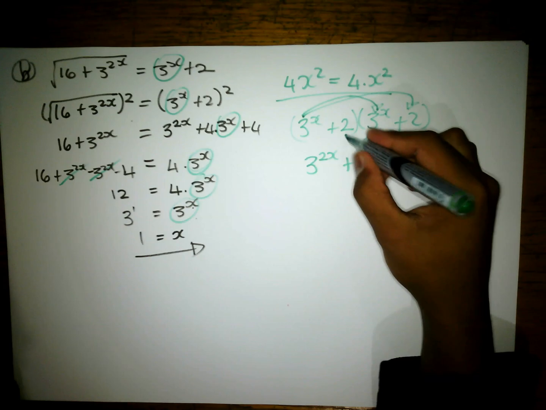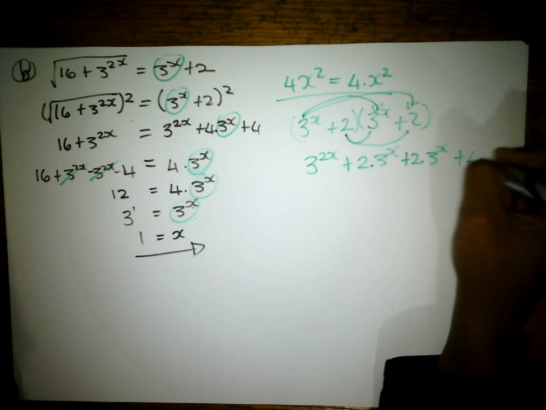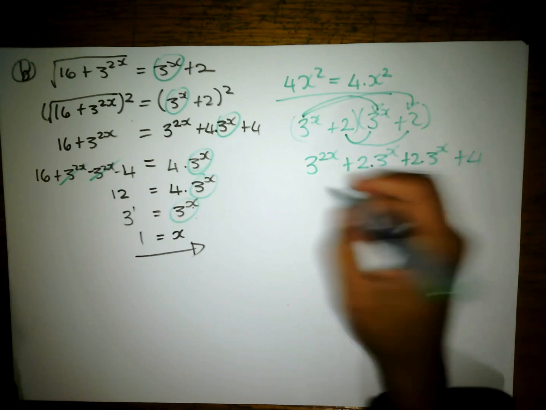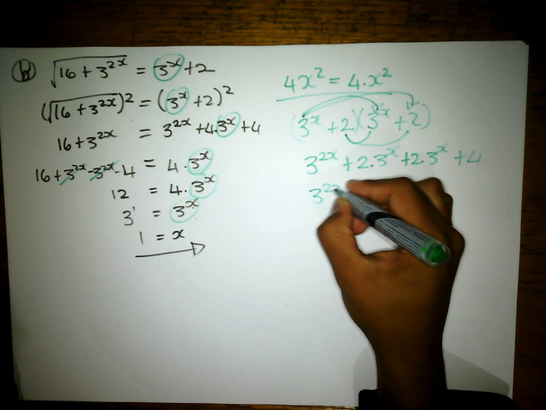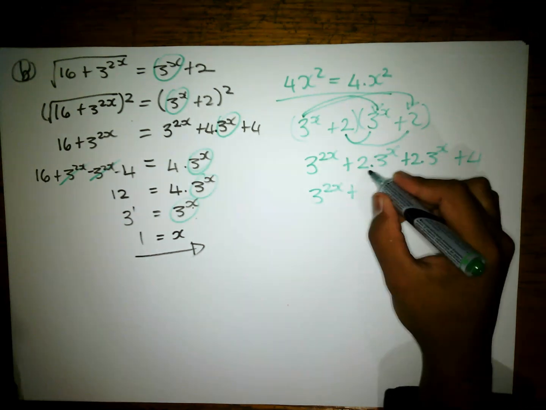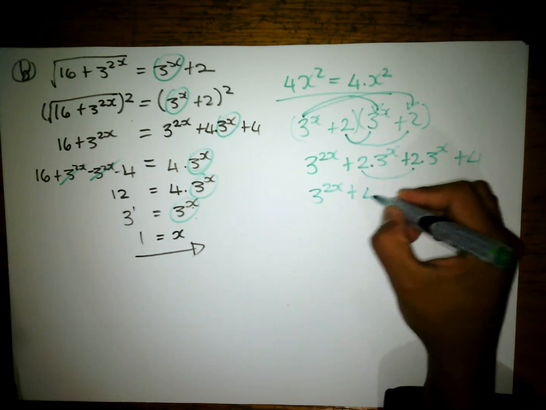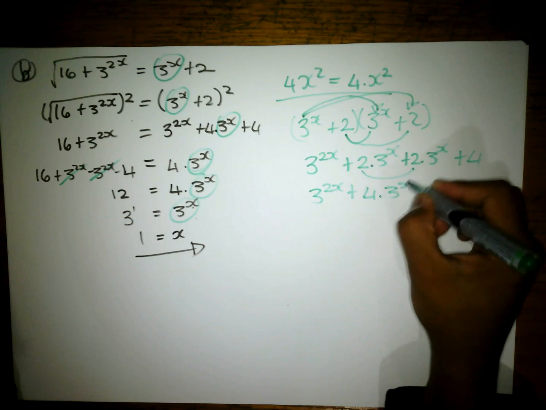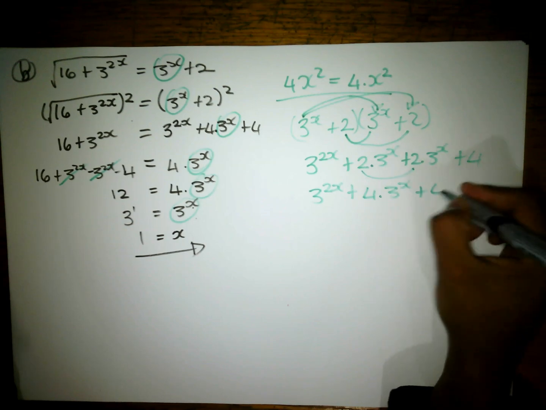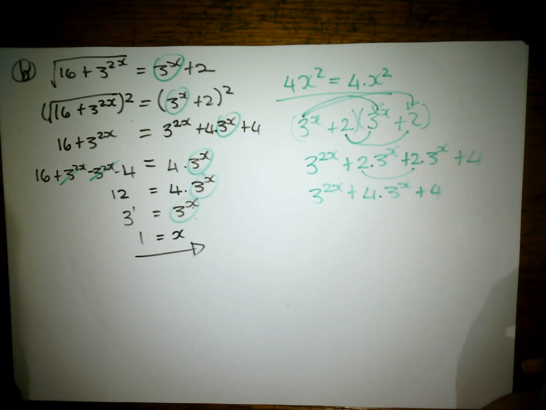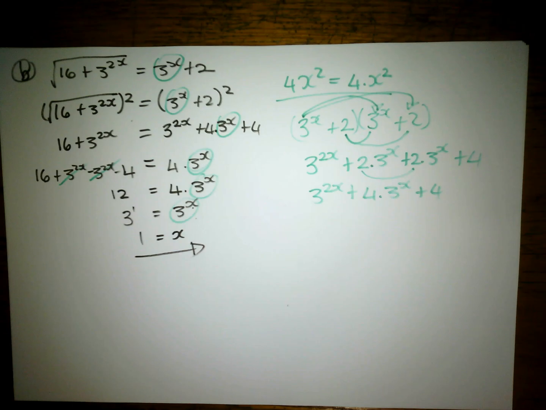Then, when you multiply this 2 with that 3 to the x, you get 2 times 3 to the x. This 2 with that 2, you just get a 4. When you simplify this, you get 3 to the 2x. When you add these, you get 4 times 3 to the x plus 4. Does it make sense? Okay, yeah, that makes sense now. If you can just read that quickly so I can write it down. Yes.